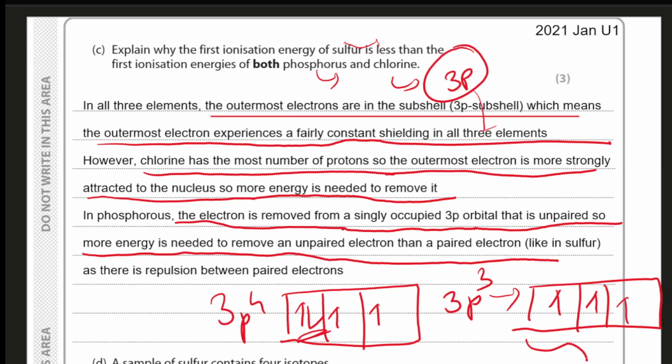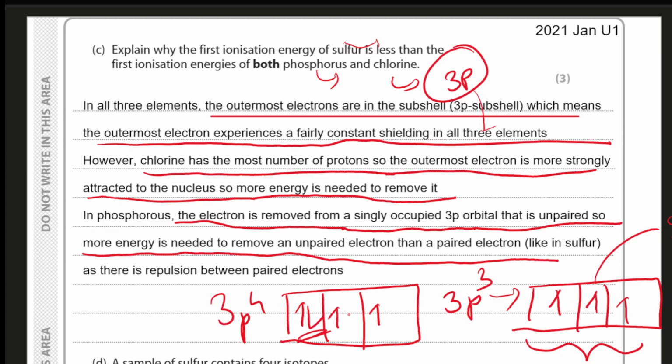Now, I told you a little while back, if the electrons are present in their unpaired state, they are in their most stable state compared to 3p4 where they're in their unstable state. If one of the electrons is in a paired state, the whole structure becomes unstable. So obviously, if you want to remove an electron from its most stable state, you require more energy compared to the one where you remove it from its unstable state.